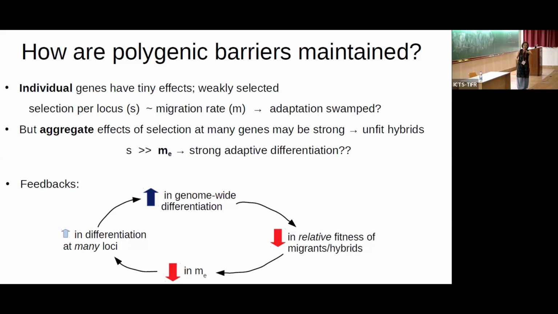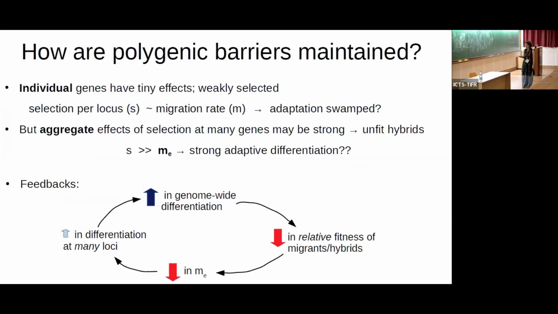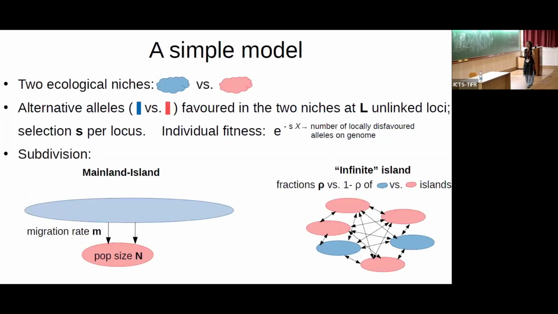Because most of these genes coming in on migrant backgrounds are not passed on, and if effective migration rates are low, this further increases differentiation, or can increase differentiation. So there's a positive feedback which we need to think about when we're thinking of how these different barriers are maintained, how polygenic barriers are maintained. So I'll try to now make this a bit more precise using a simple model.